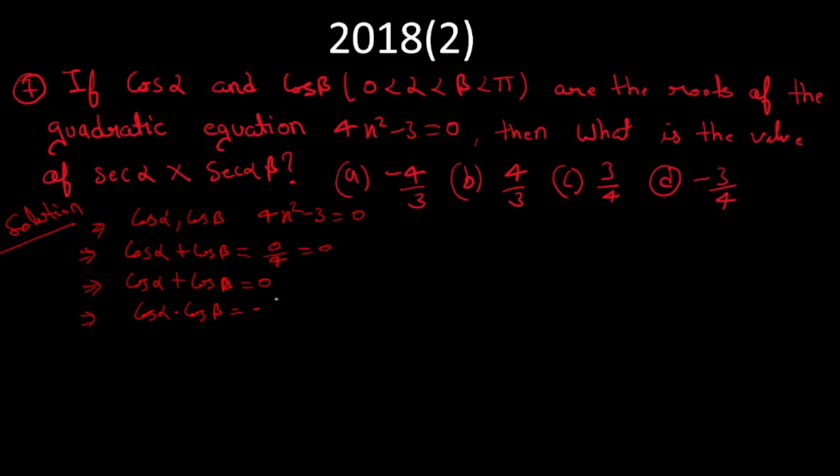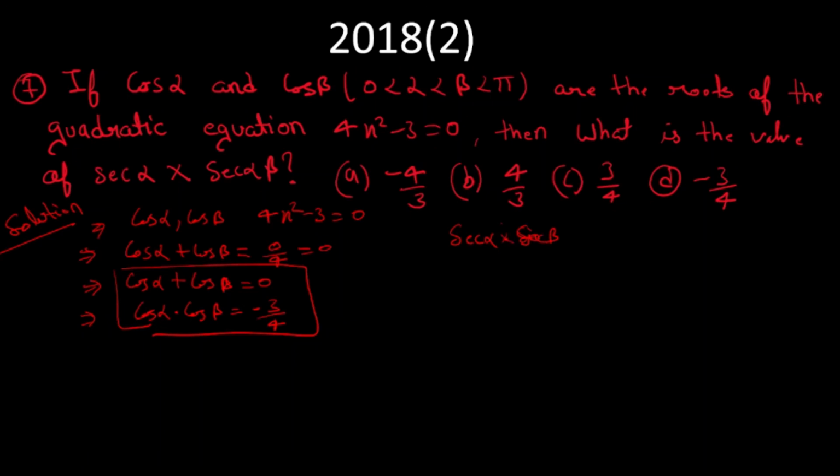So the constant is minus 3 upon 4. We got these two equations. So what does our question ask? Our question asks for the value of sec alpha dot sec beta. The dot means multiplication.